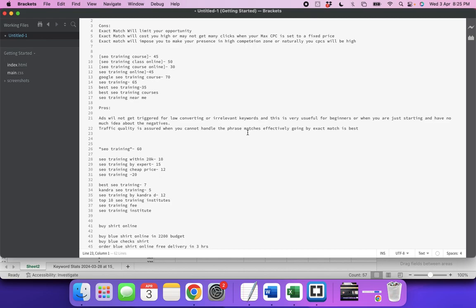What are the other advantages? So you will for sure rank for the keyword you are bidding on when you are liberal with your CPC restrictions or limits.